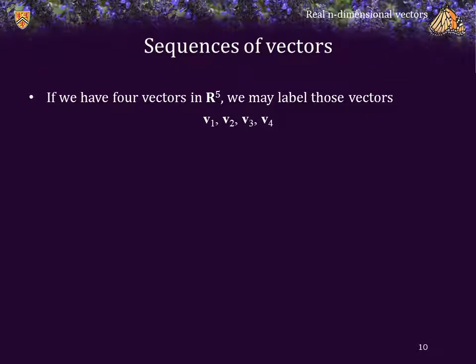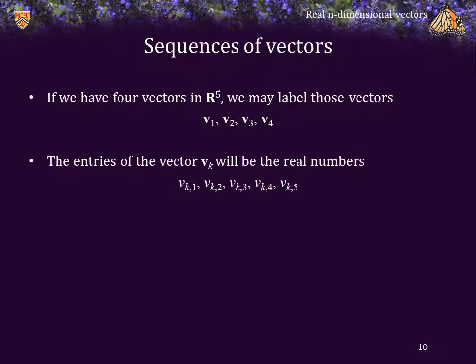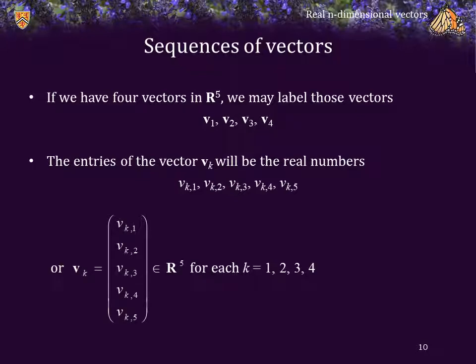If we have 4 vectors in R to the 5, we may actually label these vectors with subscripts. Well, in that case, you may ask, what are the entries of those vectors? Well, the entries of the vector v sub k will be the real numbers v sub k1, v sub k2 through v sub k5. Or alternatively, we can write the vector v sub k as this column of 5 entries. And this would be true for each of the values of k, 1 through, in this case, 4.